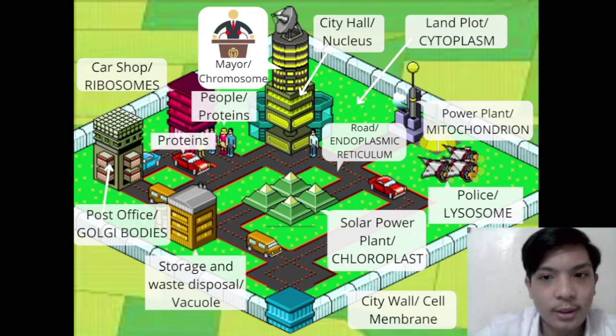Next is the city road, a network of roads that connect and can transport the materials needed by the city, just like the endoplasmic reticulum that transports the materials needed by the cell.